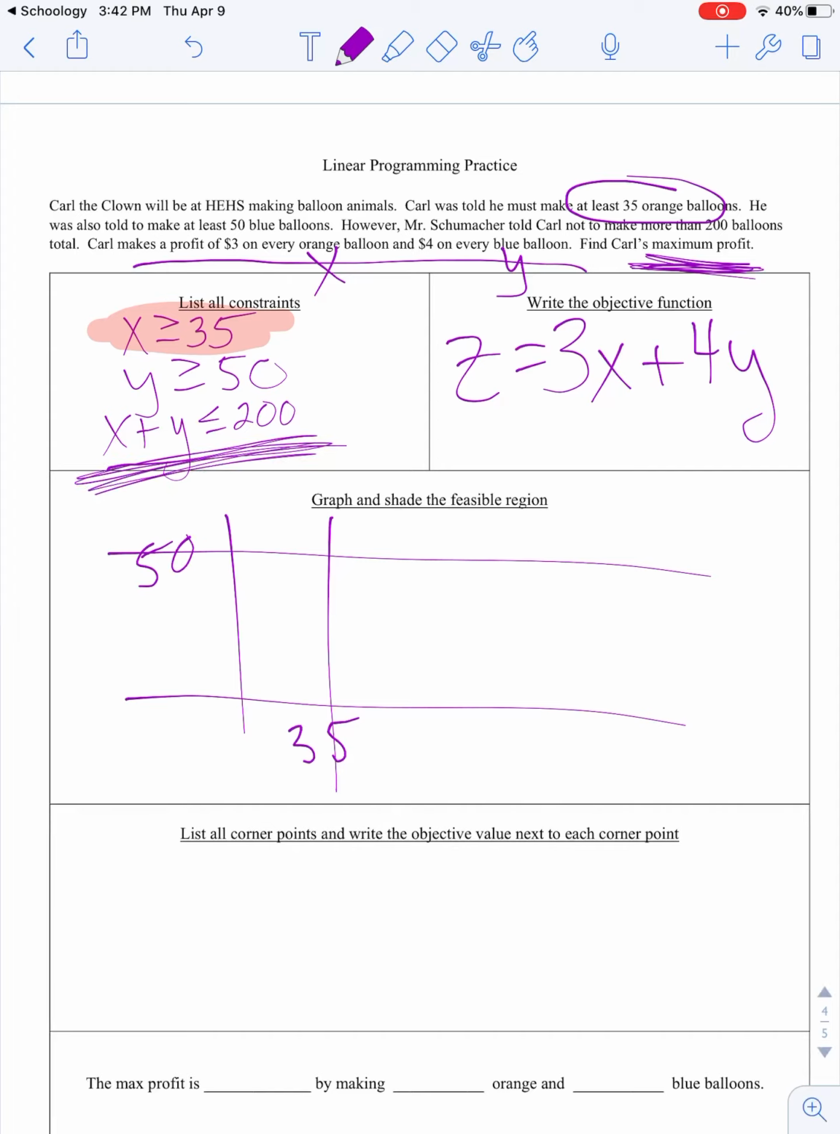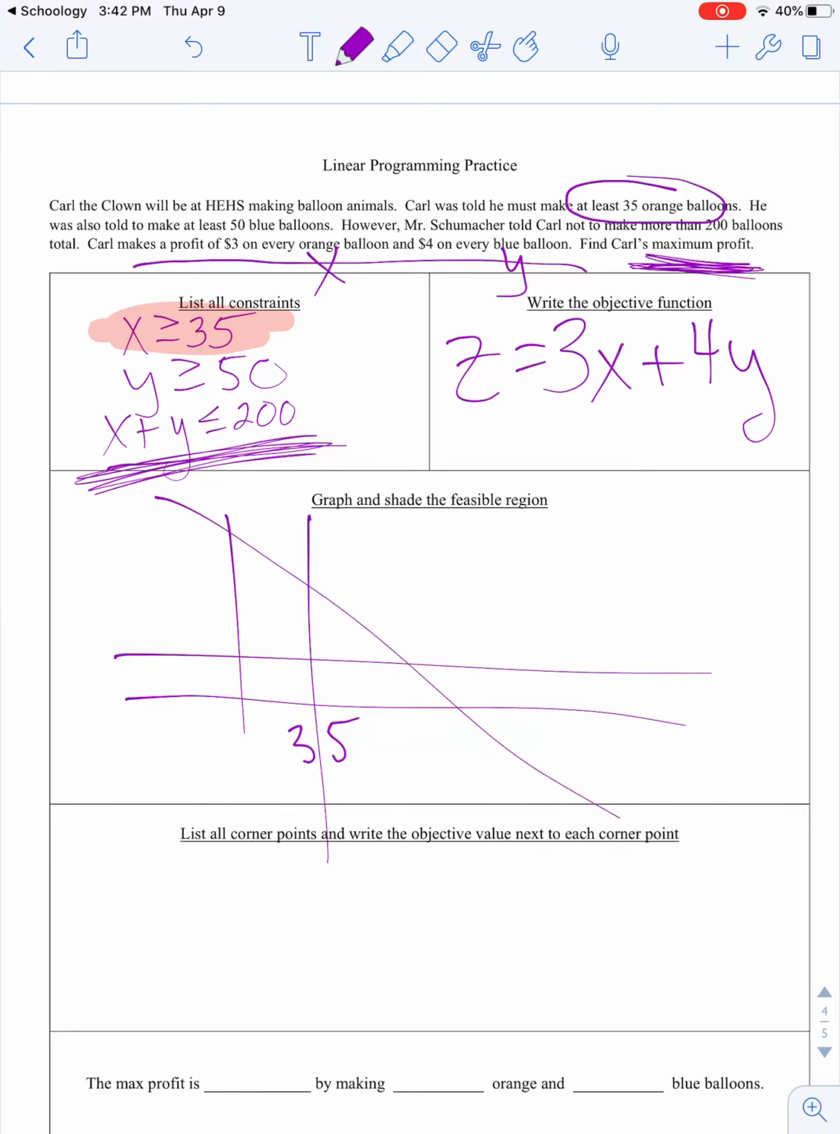And then the X plus Y less than or equal to 200. I would graph that with X and Y intercepts. I probably made this too big. I'm going to shrink it up a little bit. If you use your X and Y intercepts, when X is 0, you can find Y to be 200. And same thing. So you're over here at 200 and this is 200. And then with the shading, we have to be greater than the 35, greater than the 50, and less than the line. So this is our little region here.